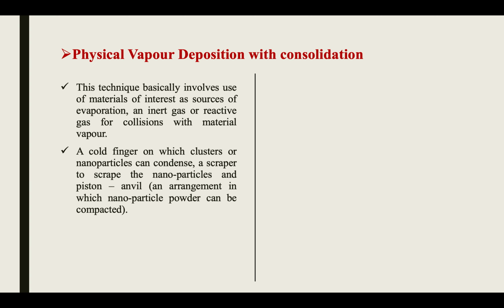So there will be a cold finger on which the cluster or nanoparticle can condense. After evaporation, you will have one cold finger on which your cluster or nanoparticle can condense. Whatever nanoparticle has to form or be synthesized will go onto the cold finger. So you will get nanoparticles there. There is a scraper to scrape the nanoparticles, and a piston and wheel arrangement in which the nanoparticle powder can be compacted.